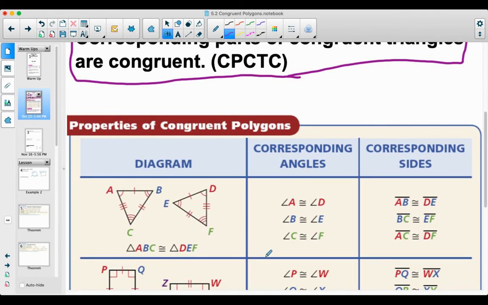Well, let's just look at an example here. Position matters. So this right here is what we call a similarity statement. And that statement is very, very important to know what parts of your images are corresponding to each other. So the order matters. The A is the first one in this one, the D is the first one in this one. So that's why those two angles are congruent to each other because those are corresponding. The B and the E are the second ones, and the C and the F are the third ones.